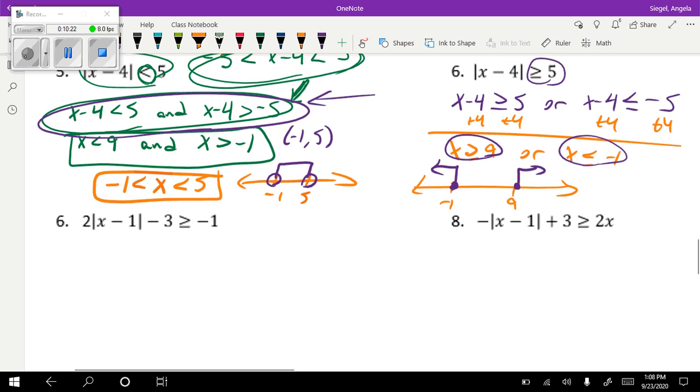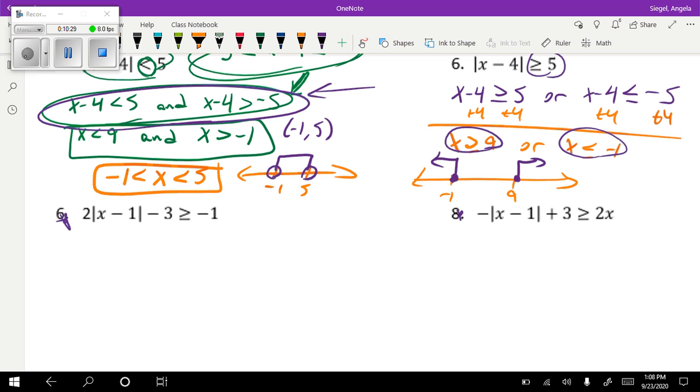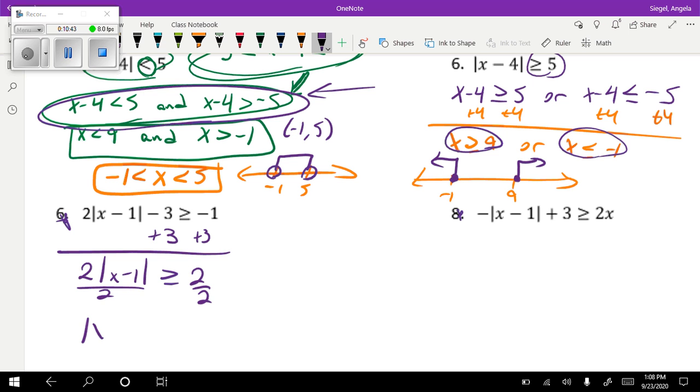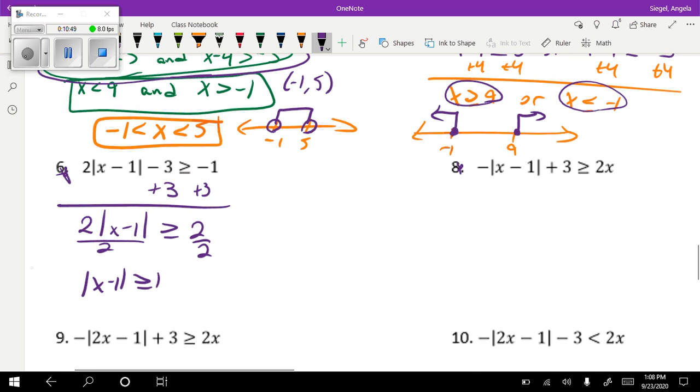Okay, this one has some junk on the outside that's 6 and should be 7. So go ahead and get rid of the junk, and actually, let's get rid of the junk together on this one, and then I'll turn it loose. So we're going to divide by 2, making x minus 1 is greater than or equal to 1. Now I want you to split it and then also do problem number 8.